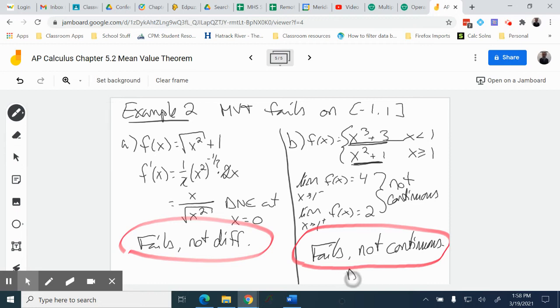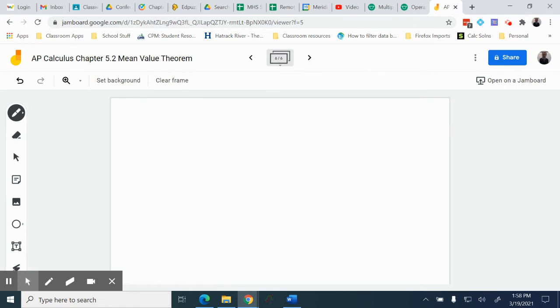All right, my students, do exercise 3. And here we go with the next one. Example 3, mean value theorem.